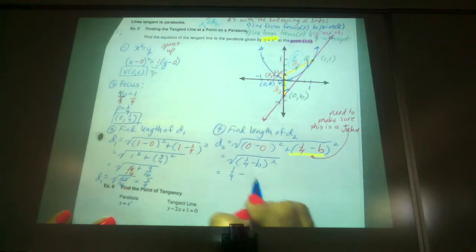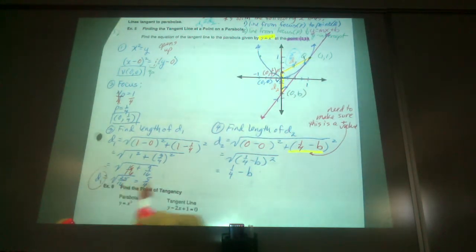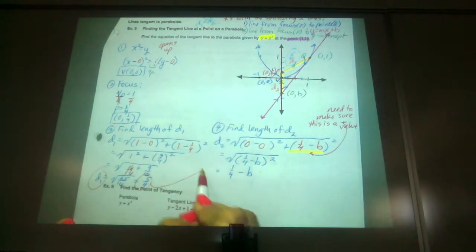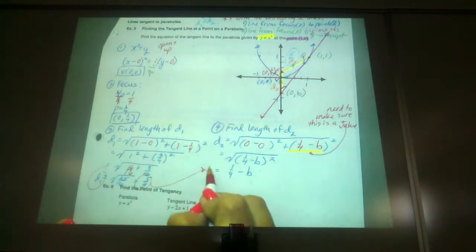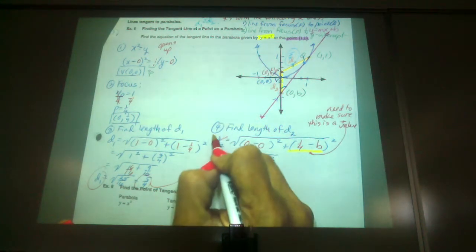1/4 minus b. In order to solve this, I cannot have two unknowns. Isn't d1 the same as my d sub 2? Can't I replace d sub 2 with 5/4? You could have done that at the very beginning. You could have, instead of had this, had a 5/4 here, right?